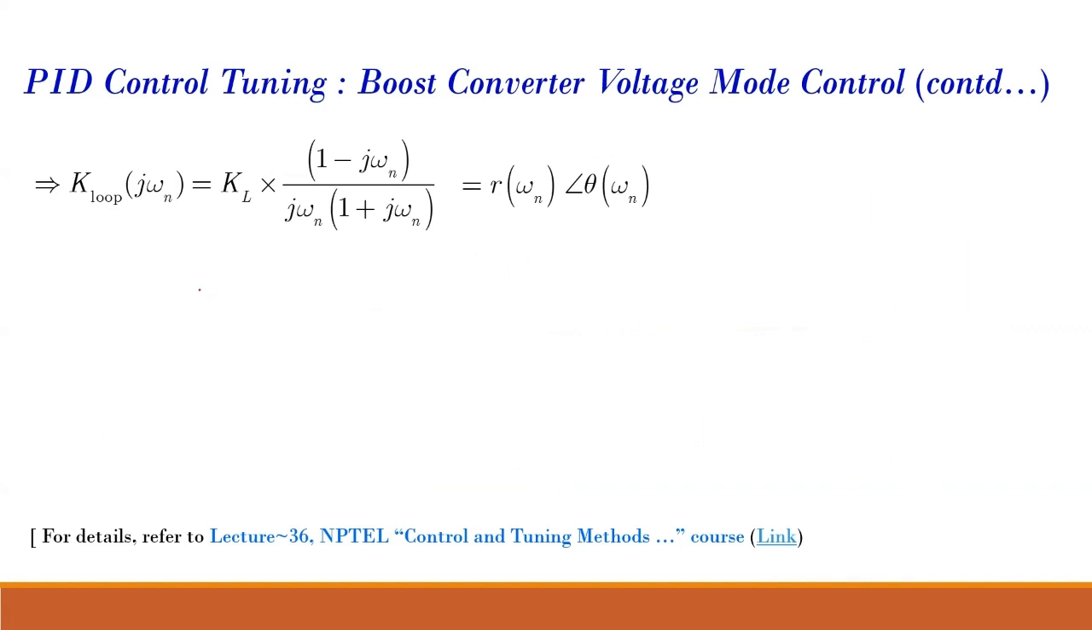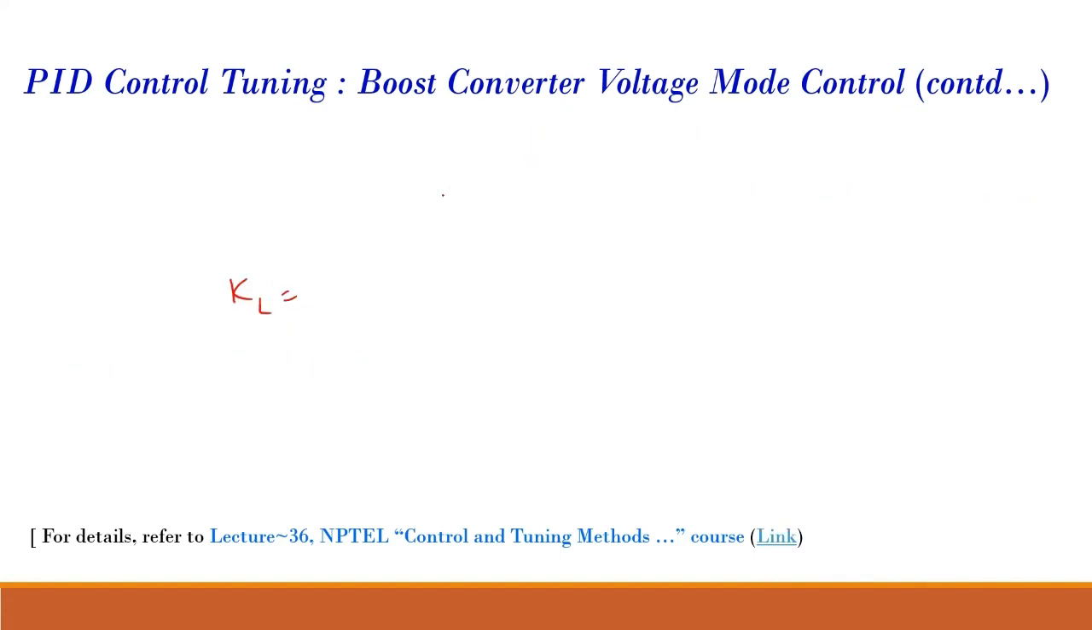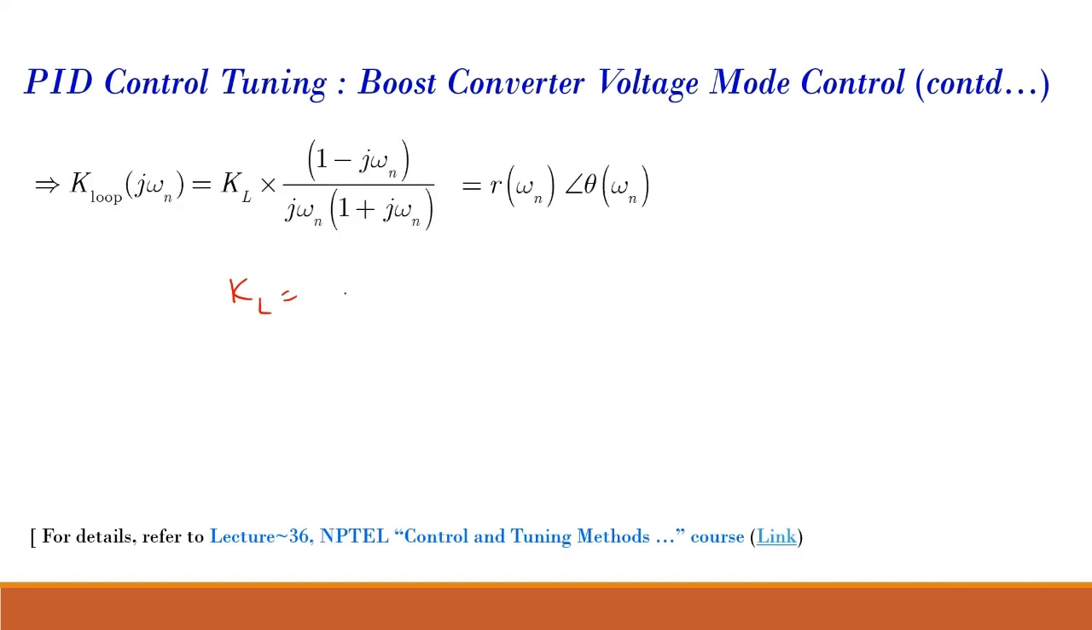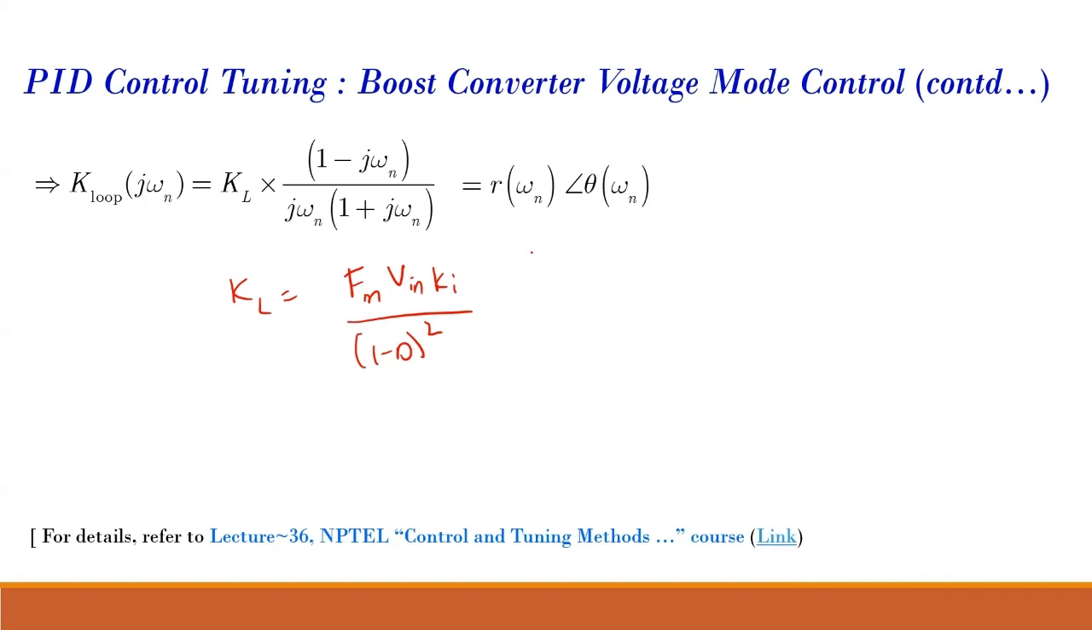So what they have done is, KL, which was over here, FMV and KI, KL is FMV and KI on 1 minus T squared. They have also included omega RHP as well. Okay, they have included omega RHP. So they get effectively K loop of j omega n to be KL into 1 by j omega n into (1 minus j omega n) upon (1 plus j omega n).